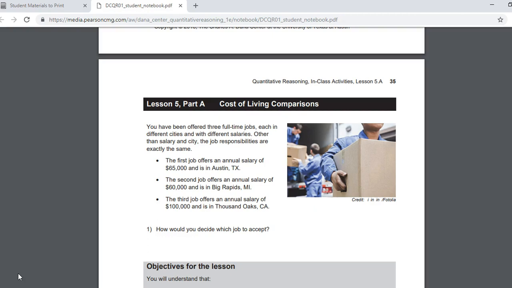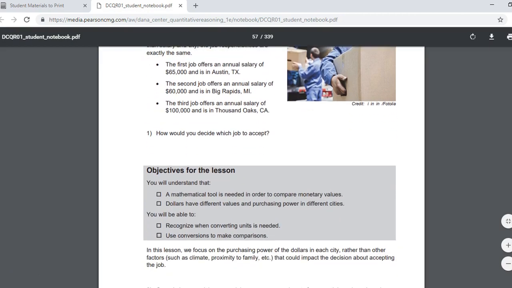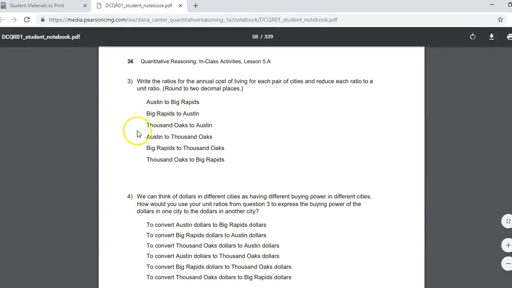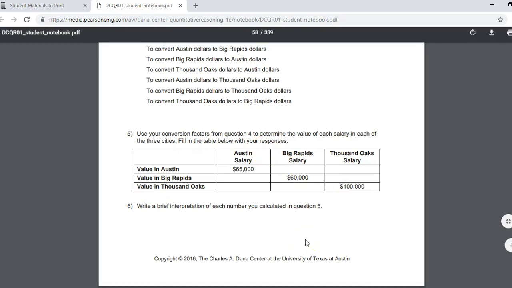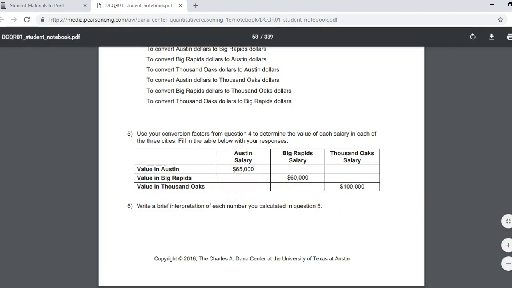Like, if you look at 5A, we worked really hard getting these job comparisons manipulated and worked out. We spent a lot of time on question 3 and question 4, but specifically, question number 5 is something I can put on the test and ask you to fill out parts of it. We don't have time for me to get you to fill out all of it, so you've got to know how to find the ratios, how to set up the dimensional analysis, and find if you had an Austin salary, what would its value be in Big Rapids or its value be in Thousand Oaks.